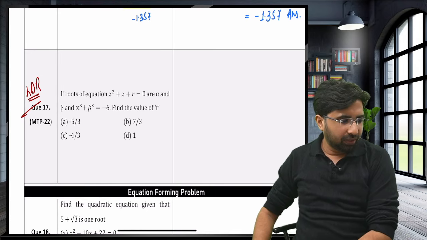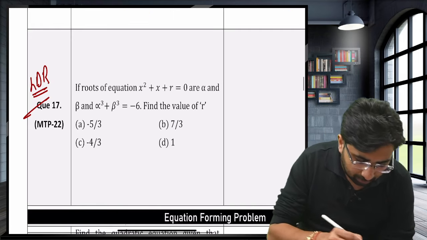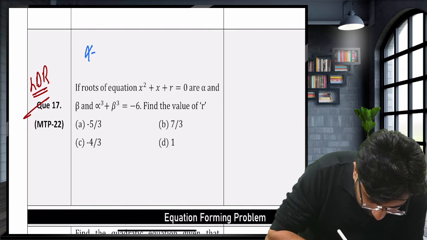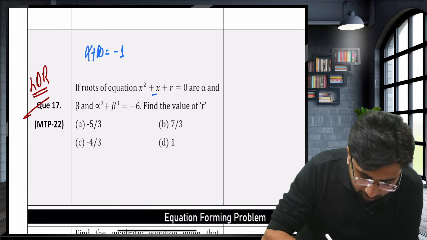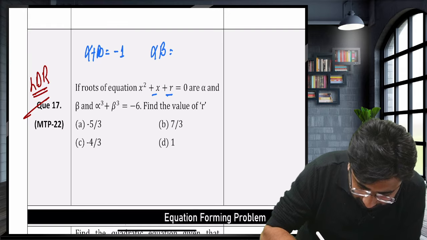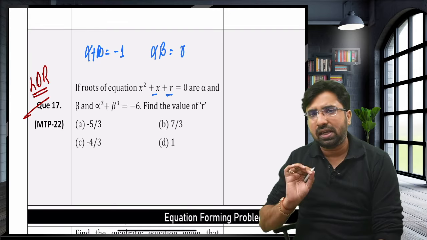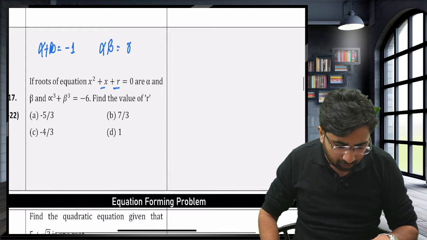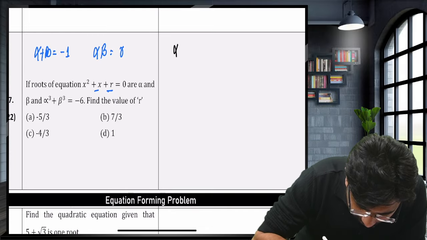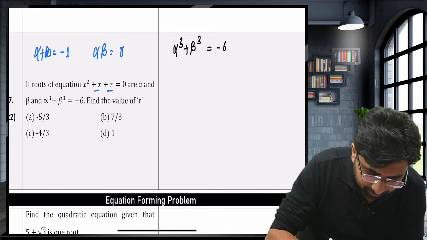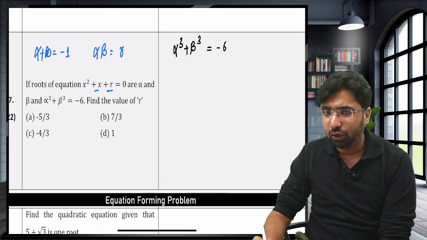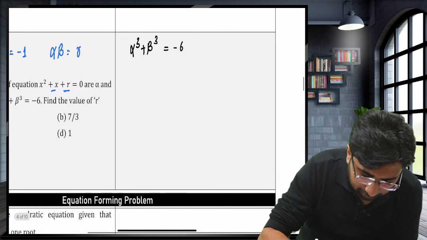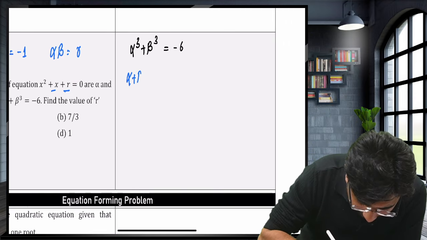Now, everybody, we know two things. Alpha plus beta is minus b by a, which is minus 1 upon 1. And what is alpha into beta? It is c by a, where c is r and a is 1. No need to write. Now, they have already given you alpha cube plus beta cube is minus 6. They are asking the value of r. Everybody knows what alpha cube plus beta cube is.